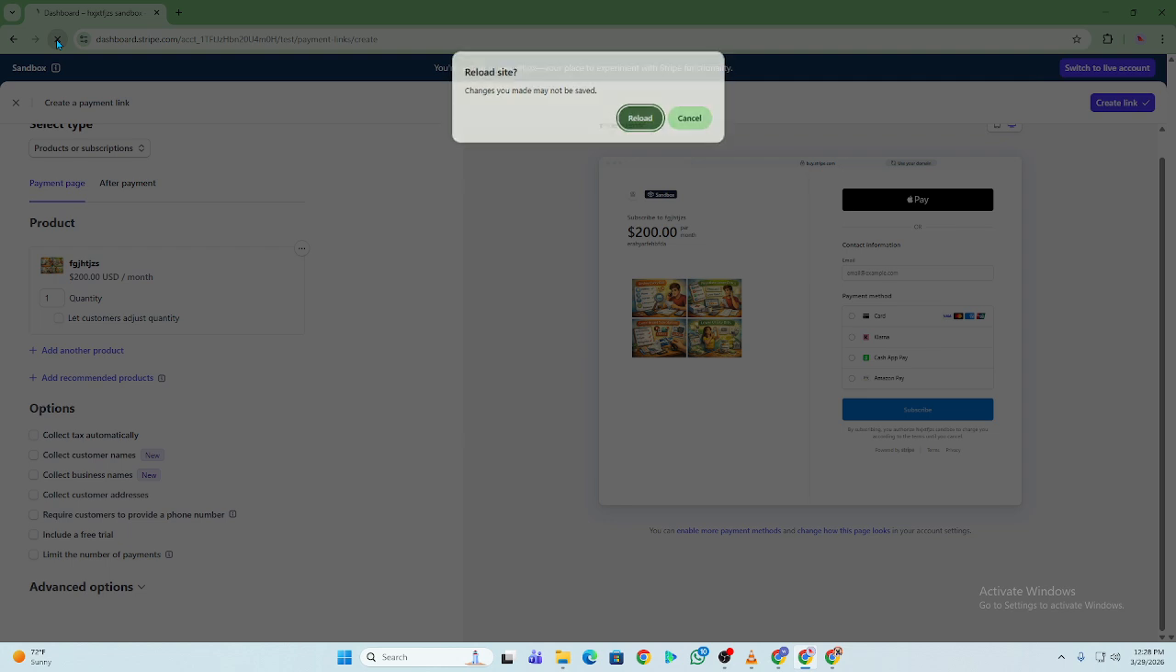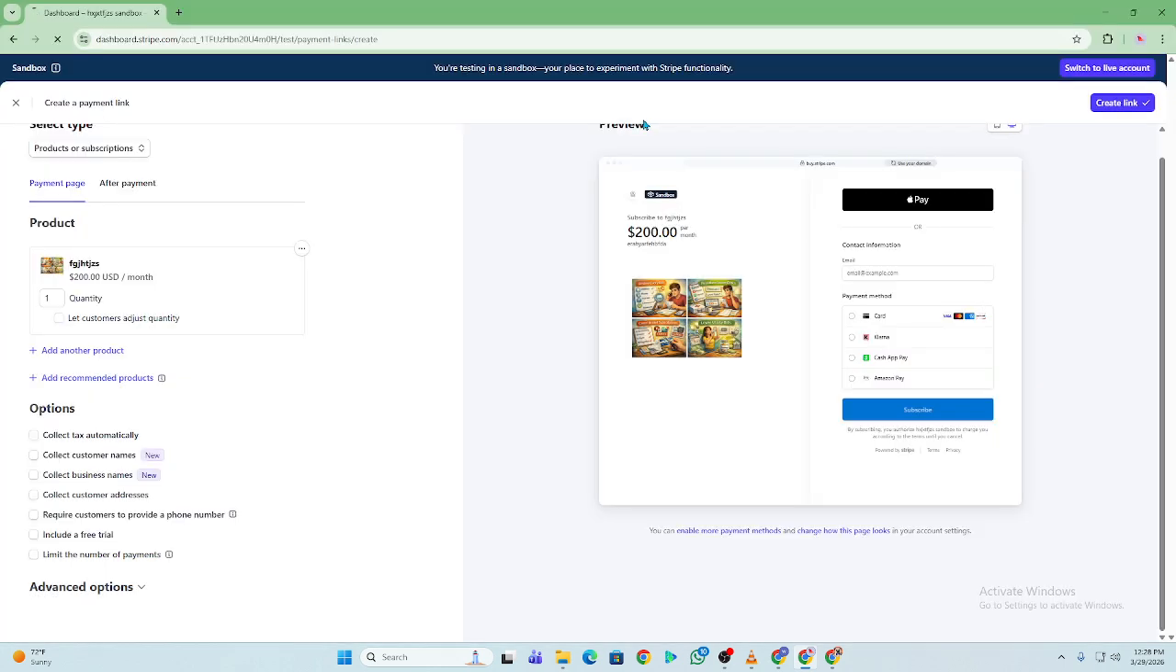And that's it. Following these steps usually fixes Stripe transaction errors so payments can go through smoothly.